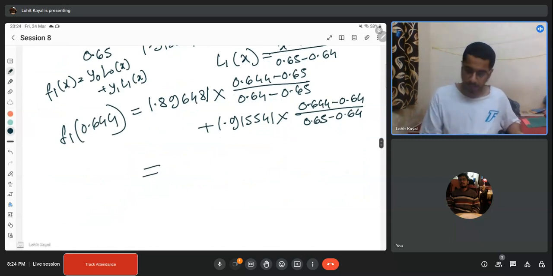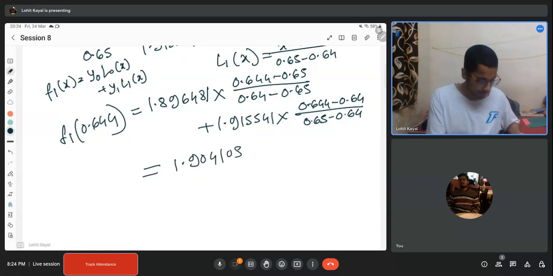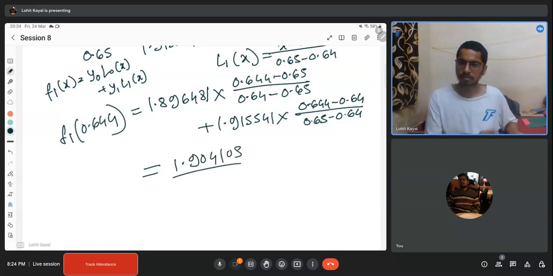Now you need to do this calculation. I have already done the calculation, so you will find that 1.904105. Okay, you will find this answer. Just do this and verify if it is correct. I hope this is correct.